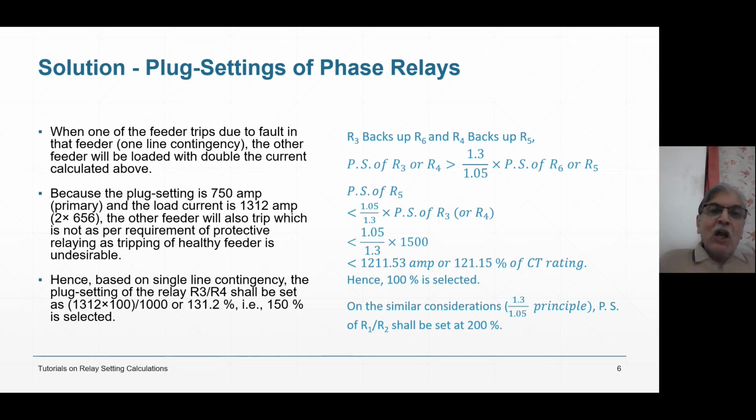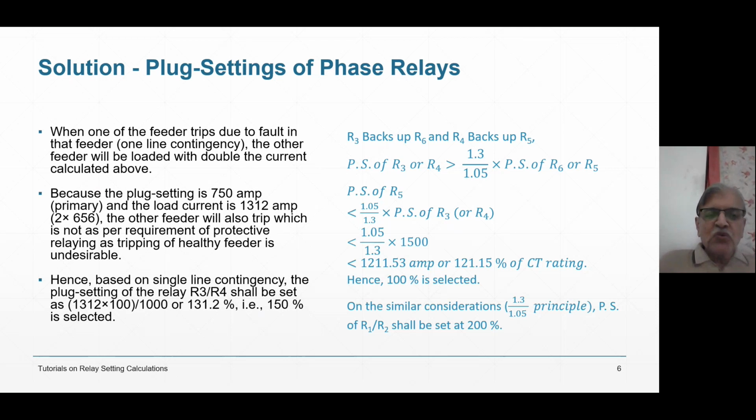Now 656 into double means 1312 ampere will pass. 1312 divided by 1000 is 1.312, that is 131%. But my setting is 75% of 1000, that is 750 amperes. And 1312 is more than 750. Therefore, the other feeder which is live, you see, the fault was in one feeder that has tripped correctly, but the other feeder that is healthy will also trip, which is really wrong in protection, because the protective relaying requirement says that the healthy feeder should not trip.